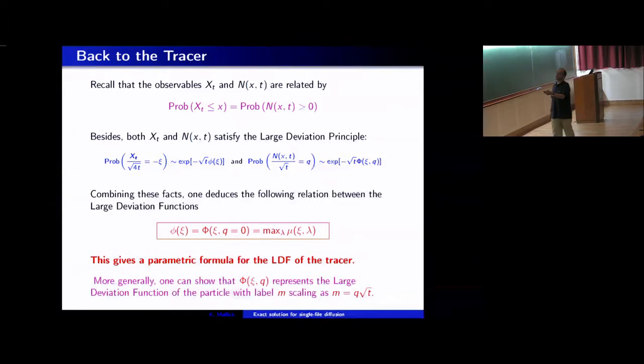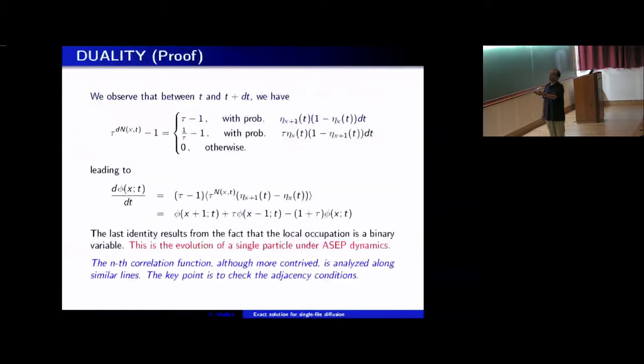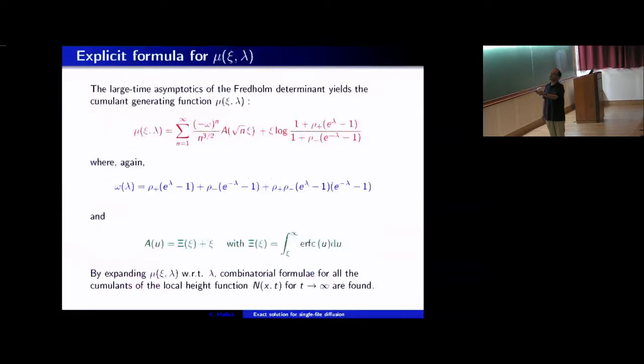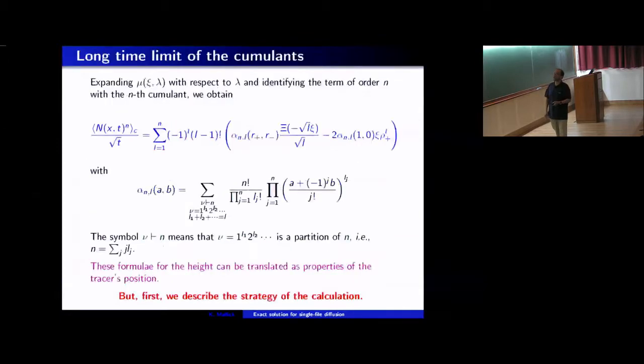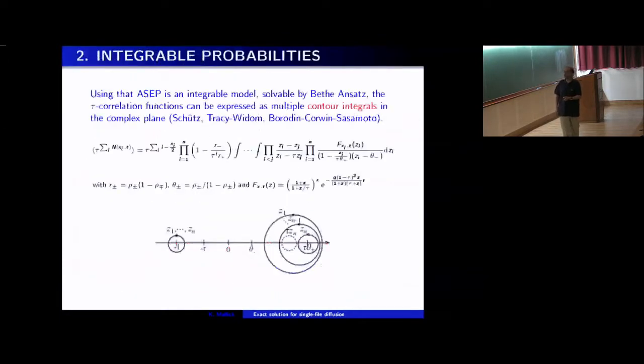And we end up with this neat formula that the large deviation function of the tracer is the maximum with respect to lambda of the characteristic function of the height variable. And this characteristic function, I gave you, at least I flashed, a very explicit formula here in terms of error functions and so on. So the large deviation function of the tracer is fairly explicit.